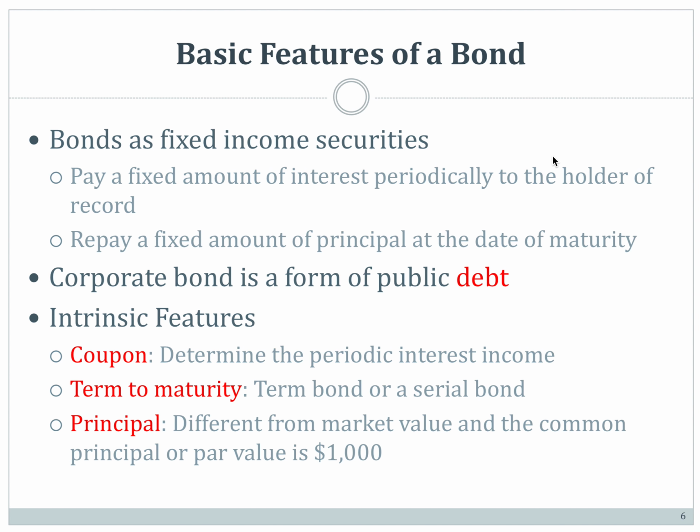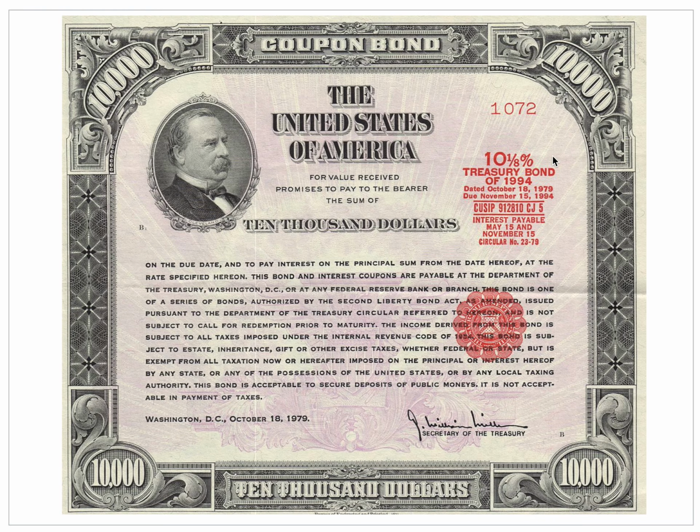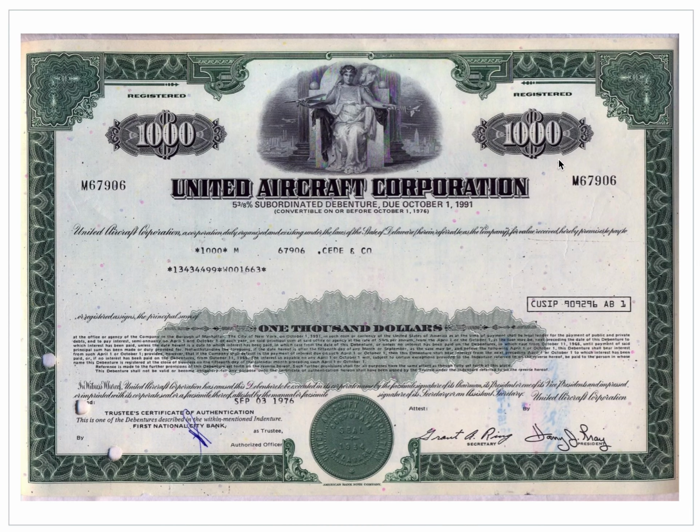The first is coupon. Now the coupon is a finance term, so it determines the periodical interest income. So let's say in the previous slides, 10 1/8% is the coupon. That means the government is going to pay you 10 1/8% of the face value as an interest every year to the holder of this bond.